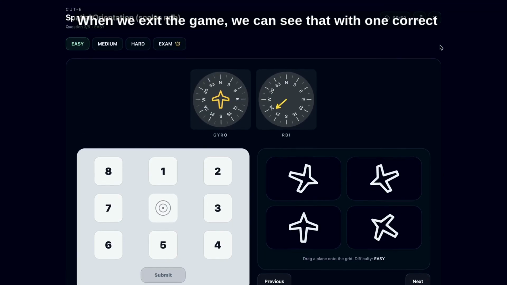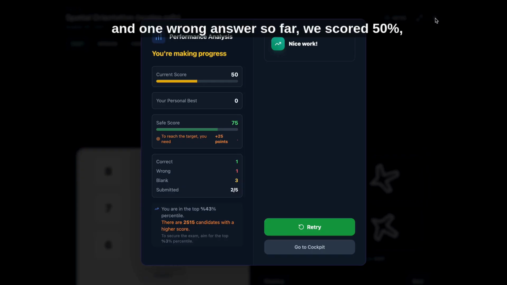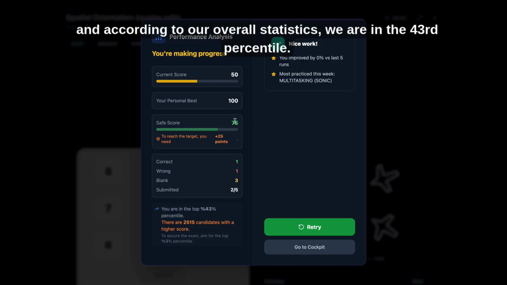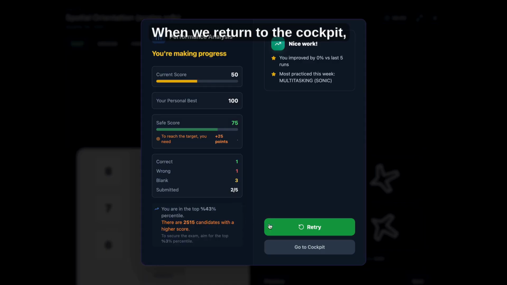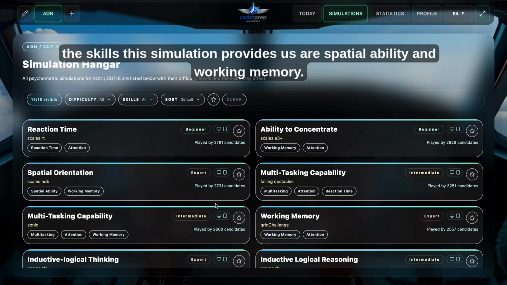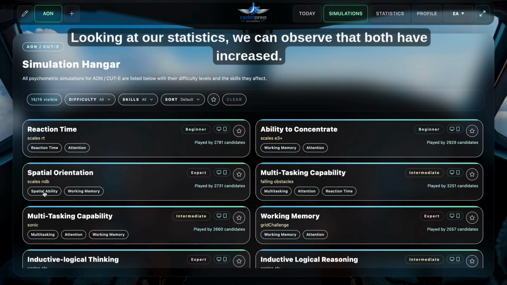When we exit the game, we can see that with 1 correct and 1 wrong answer so far, we scored 50%. Our best score is 100%. And according to our overall statistics, we are in the 43rd percentile. When we return to the cockpit, the skills this simulation provides us are spatial ability and working memory. Looking at our statistics, we can observe that both have increased.